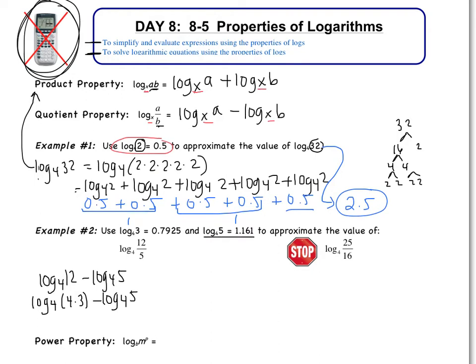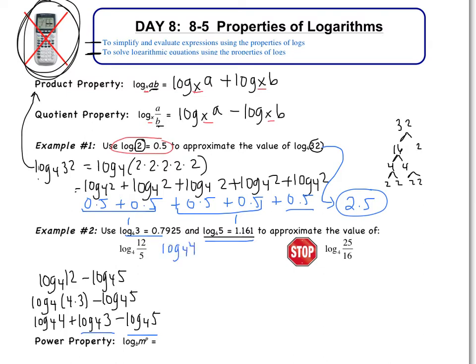Okay, this is starting to look a little better. I'm going to use the product property on that. So it becomes log base 4 of 4, add log base 4 of 3, subtract log base 4 of 5. Now, I know log base 4 of 3, I know log base 4 of 5, I was given both of those. I don't know log base 4 of 4. So this is where a lot of students get stuck.